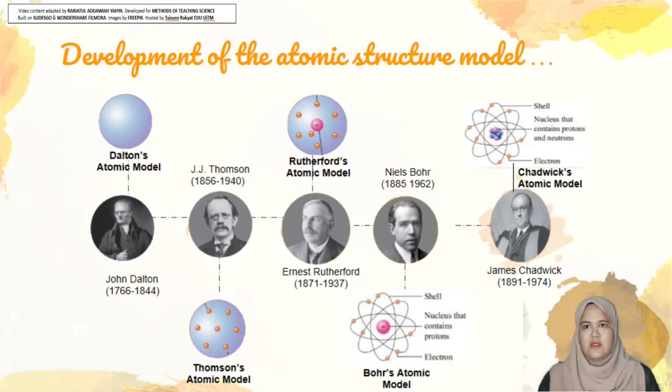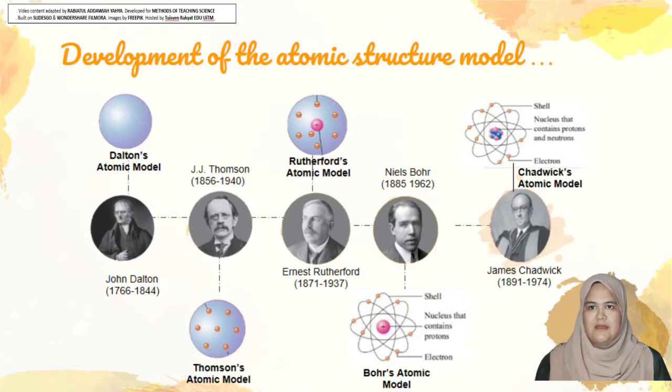The first model was produced by John Dalton and is called the Dalton Atomic Model. According to Dalton, matter is made up of particles called atoms, and atoms are the smallest particles with a spherical body that cannot be created, destroyed, or divided further. Same elements have the same atoms.